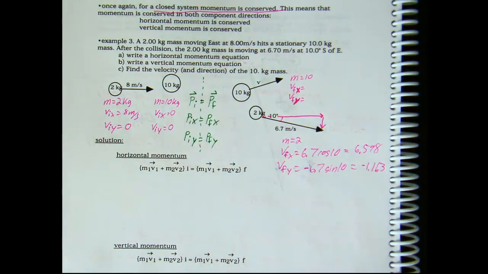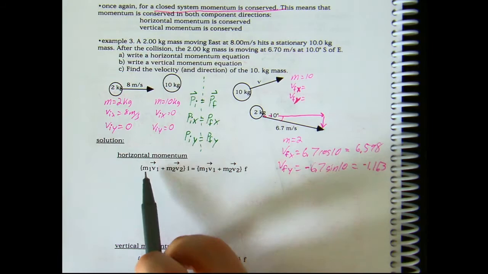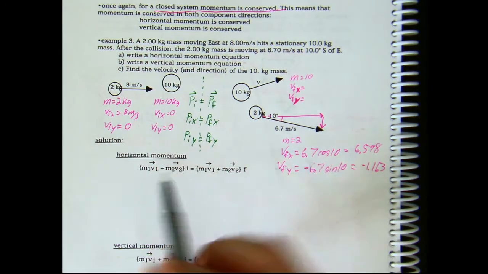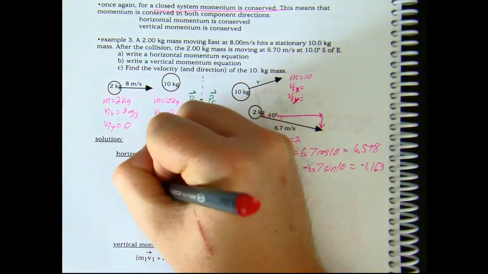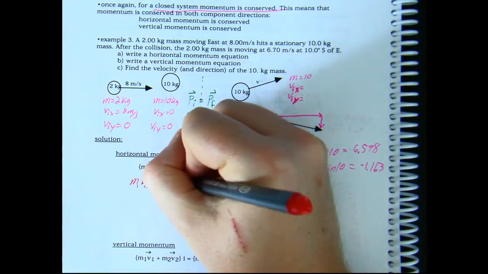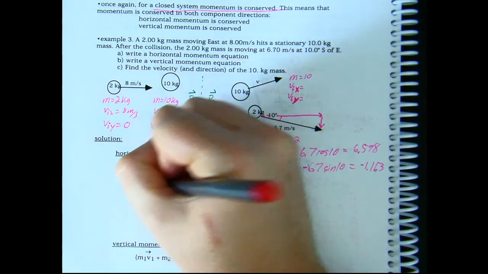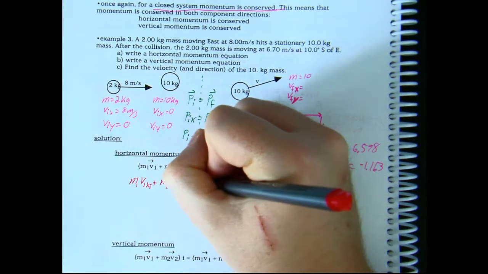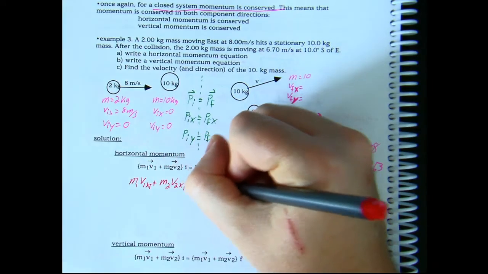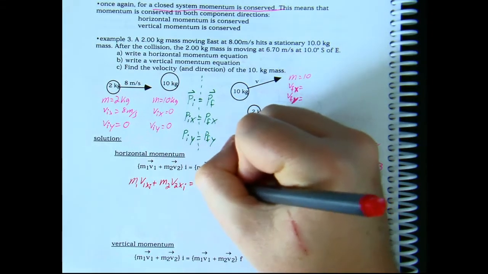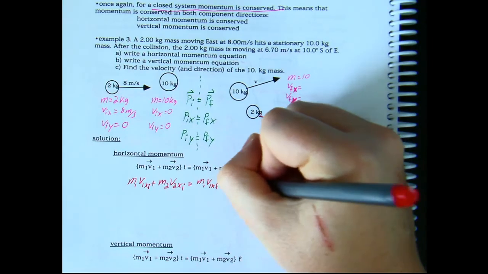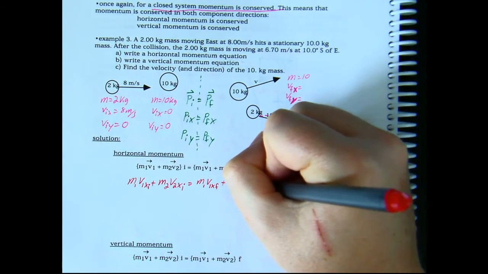And so now we can set up our momentum equations, and figure out what these two components have to be, and then rebuild it to find the magnitude of the velocity. Simple. So here we go. We're going to have m1 v1x initial plus m2 v2x initial equals m1 v1x final plus m2 v2x final.